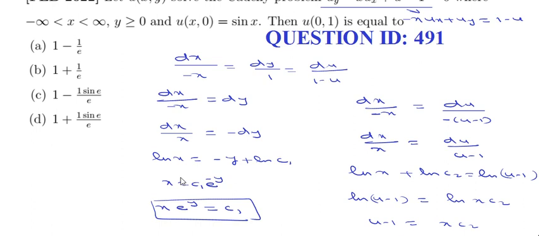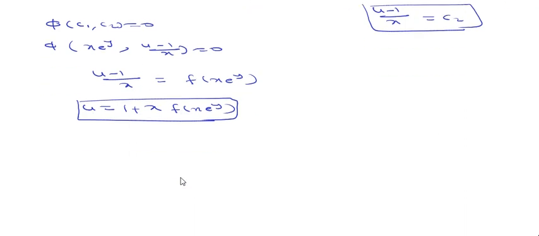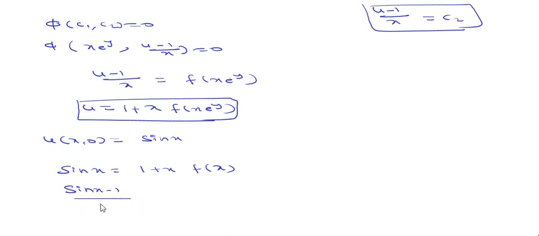Using the given condition, u(x, 0) equal to sin x, we put y equal to 0. The above equation becomes sin x equal to 1 plus x times f of x, since e power 0 will become 1. Therefore sin x minus 1 by x equal to f of x.